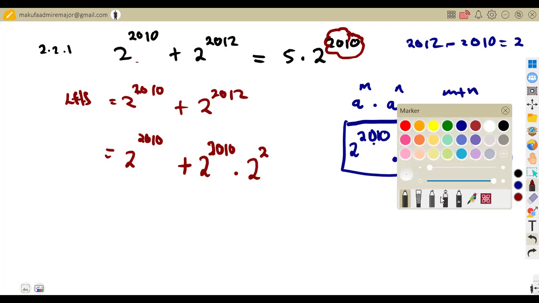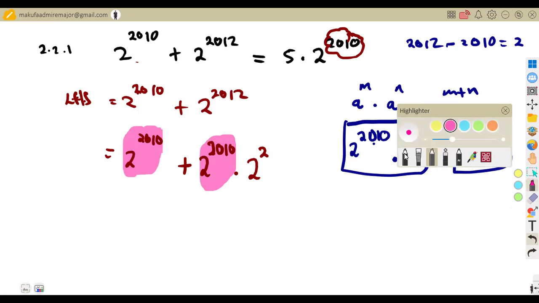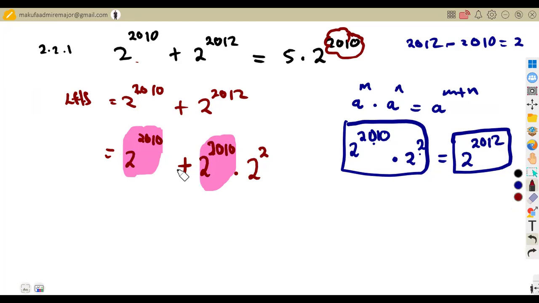Remember, our major aim is to have this situation here: 2 to the exponent of 2010, 2 to the exponent of 2010, which is common throughout. This is our common term.